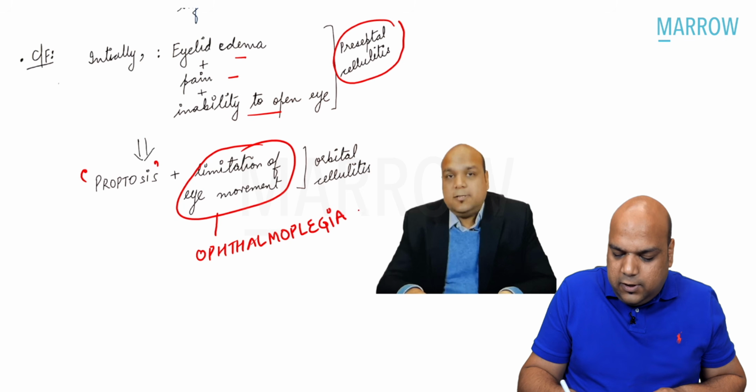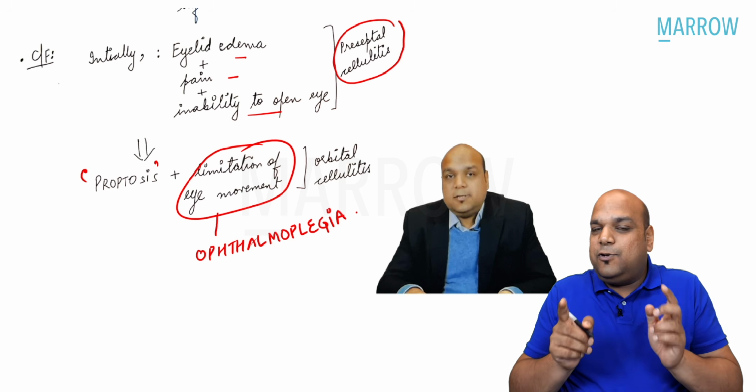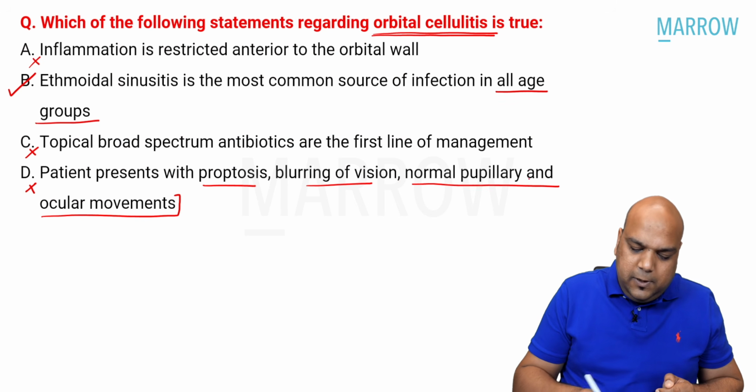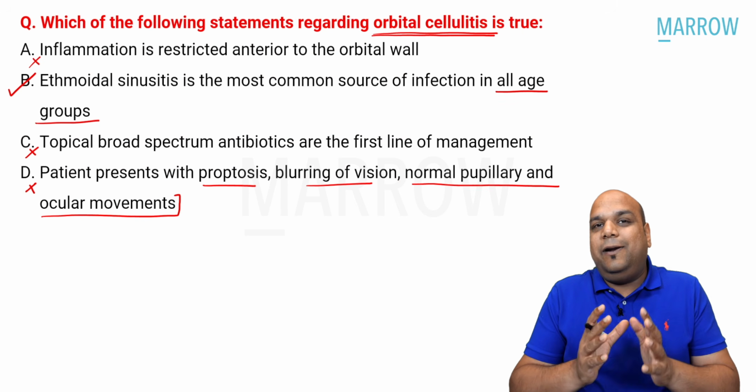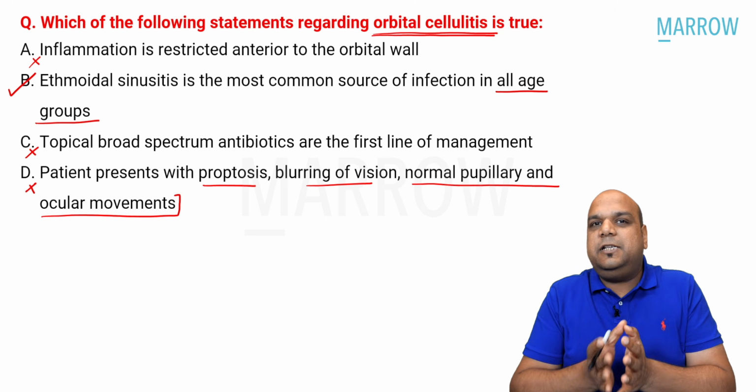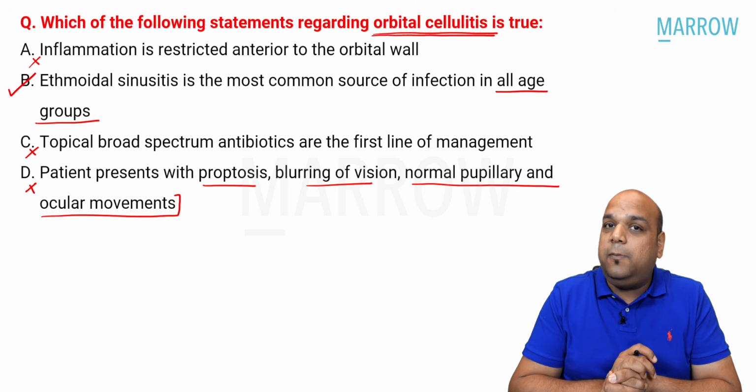So that's the main difference. That is where we wanted to focus. That is what was given wrongly in option D. In option D, it is written normal pupillary and ocular movements. The ocular movements are severely restricted. That is basically clinically how we differentiate between preseptal cellulitis and orbital cellulitis.